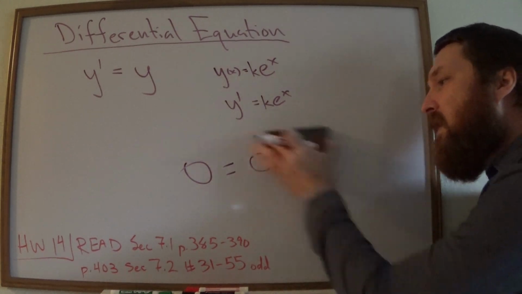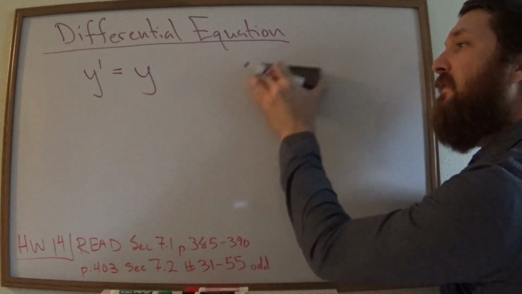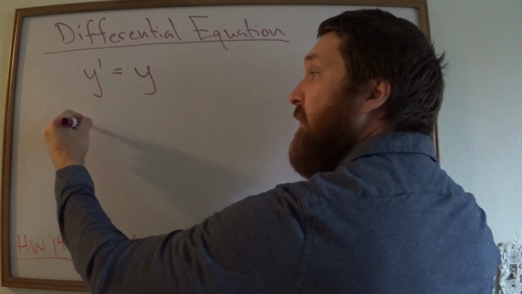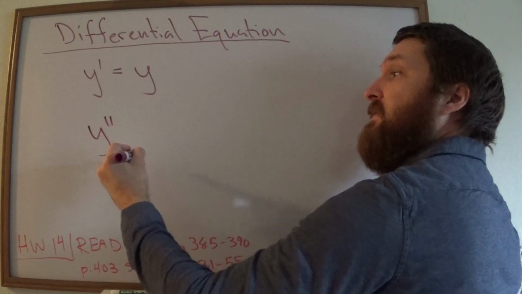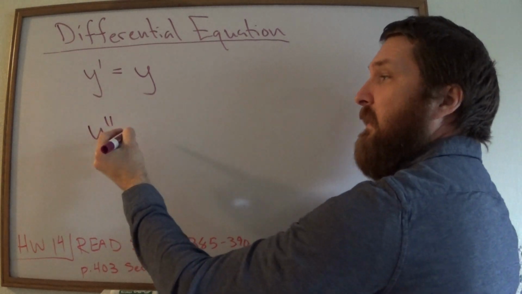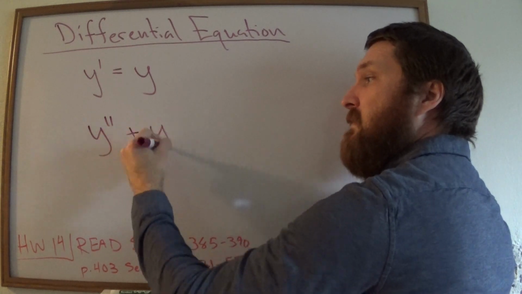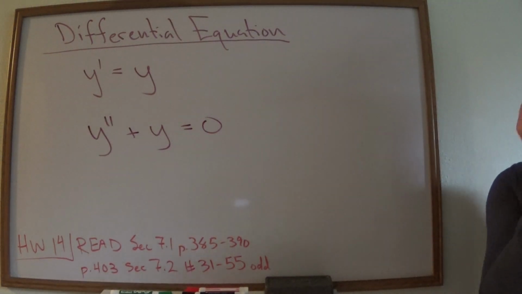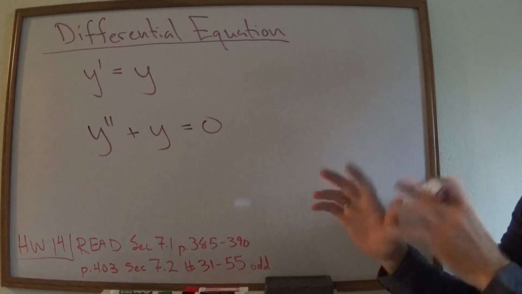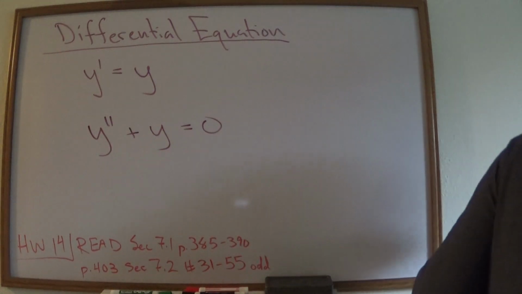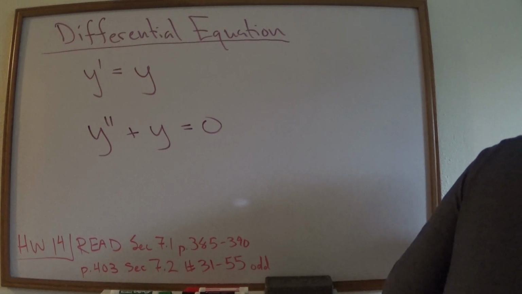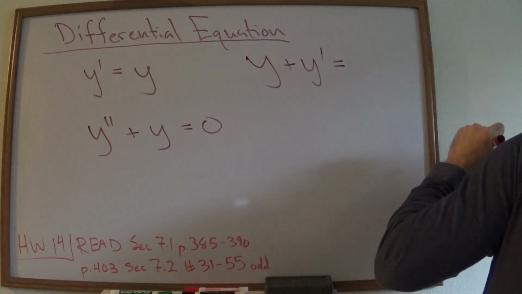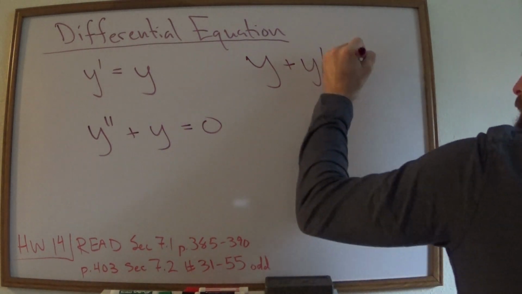And so any equation involving derivatives of a function is called a differential equation. You might have something with higher derivatives. You might have something where the second derivative of something plus its original is equal to 0. That's a differential equation. You might have a bunch of them. Let's do one that we're actually going to do: y plus y prime is equal to y double prime.